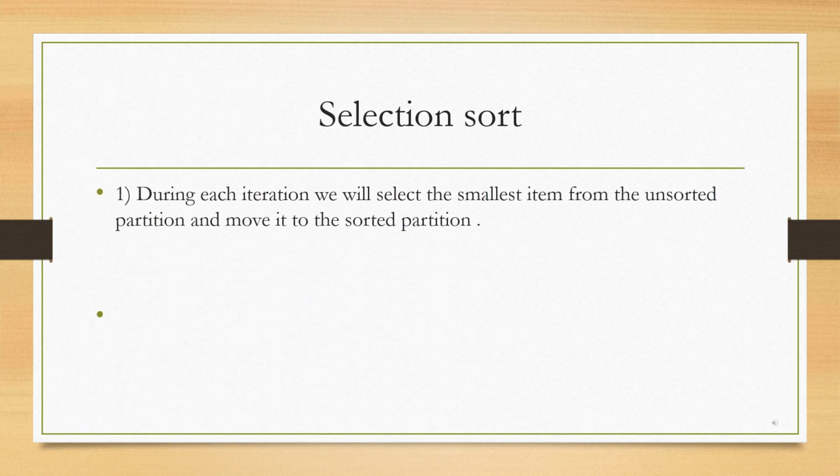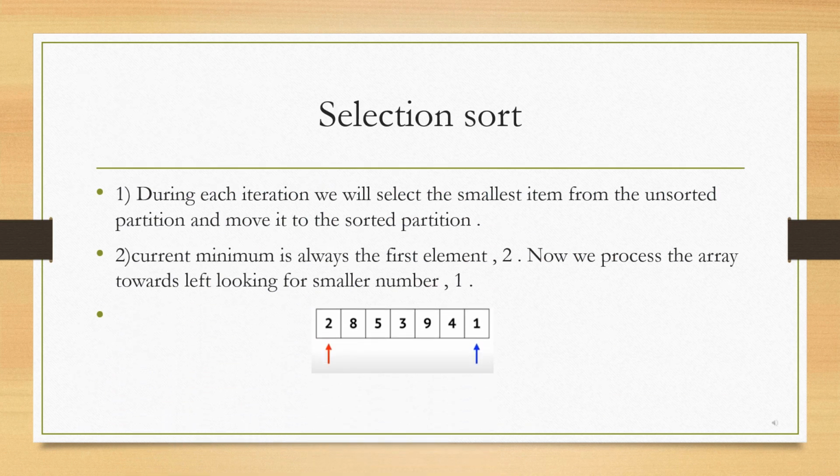Now we will learn selection sort. We will keep track of the current minimum and current item with a red and blue arrow respectively. Set the current minimum and current item to the first number of the unsorted array, which is 2. Now we proceed looking for a smaller number than this element, which in this array is 1. Set it as the current minimum. Now swap 1 and 2.